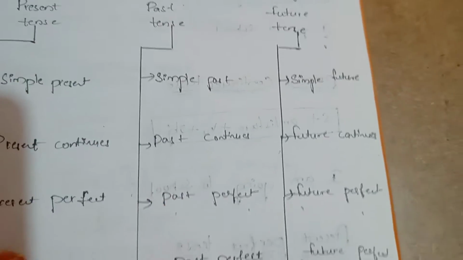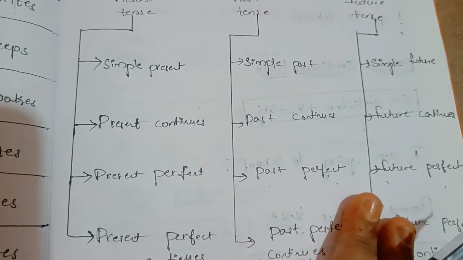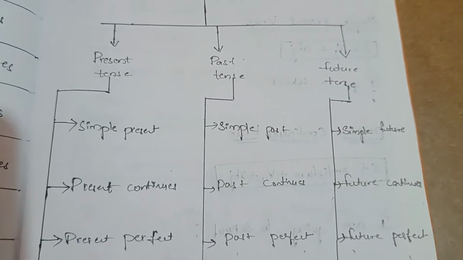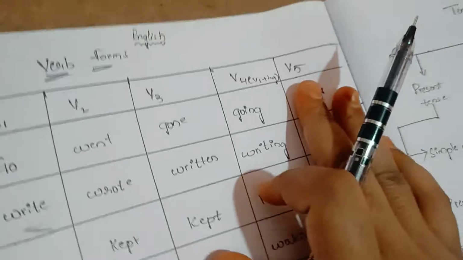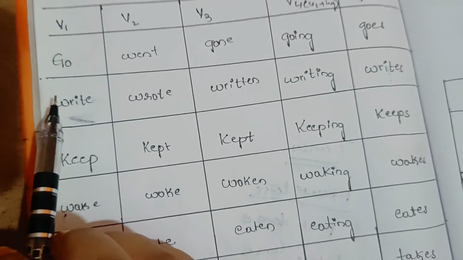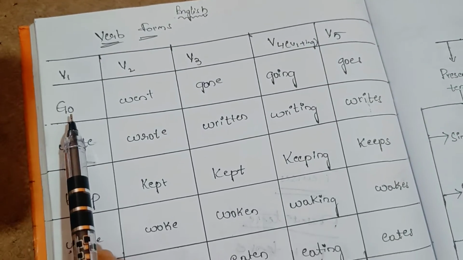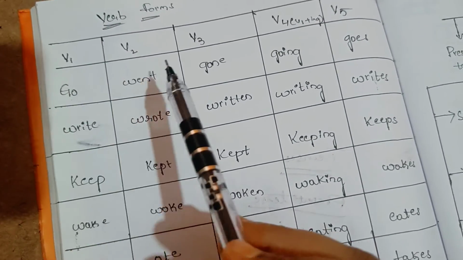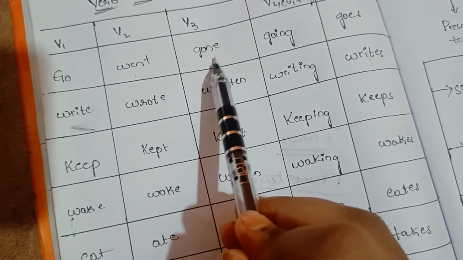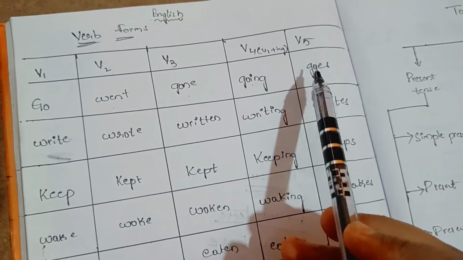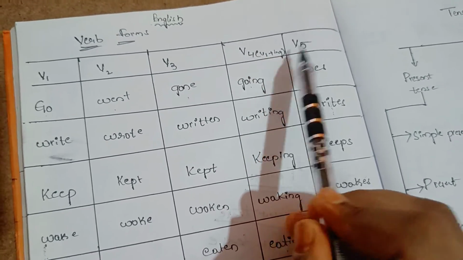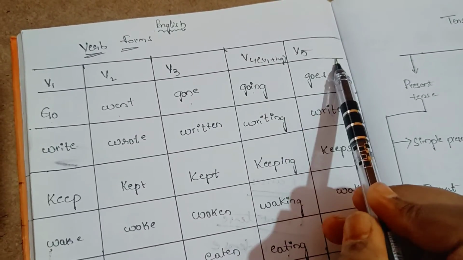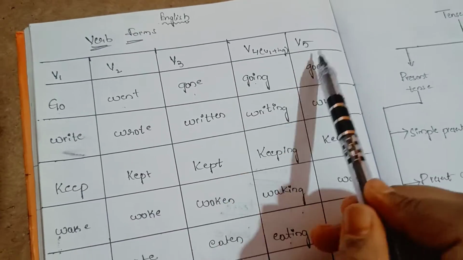Before rushing into the tenses, we have to get thorough with the verb forms. So let's have a glance at a few verb forms. The V1 form of go is go, V2 is went, V3 gone, V4 going, V5 goes. You might be confused about V4 and V5. Some write V5 as V1 plus ES, or V1 plus S. Both are correct. You can follow either.